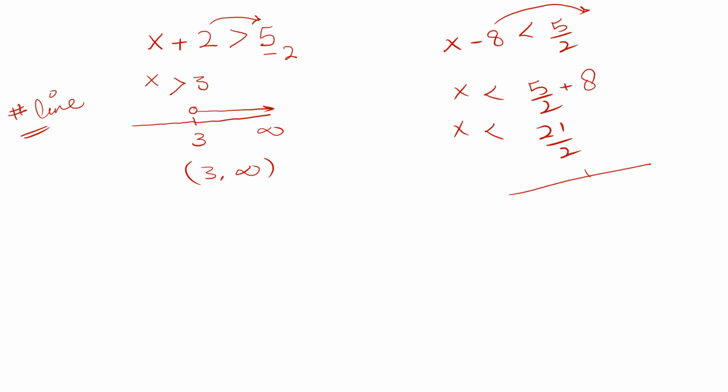Now make it 21 divided by 2 on this side. Less than means you will have all the numbers on this side. Now if here negative less than, so you will use the hollow point, and that's it. Minus infinity comma 21 divided by 2. You will use this bracket.